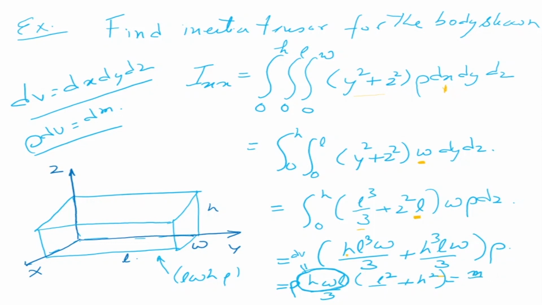This becomes equal to m by 3 into L squared plus h squared. Okay, so this is how we have got Ixx. Now you can similarly compute Iyy and then Izz. So we can get Ixx, Iyy, and Izz. Similarly, we can also compute the cross products of inertia. So what we're going to do is I will just write down so you can compute and see yourself.